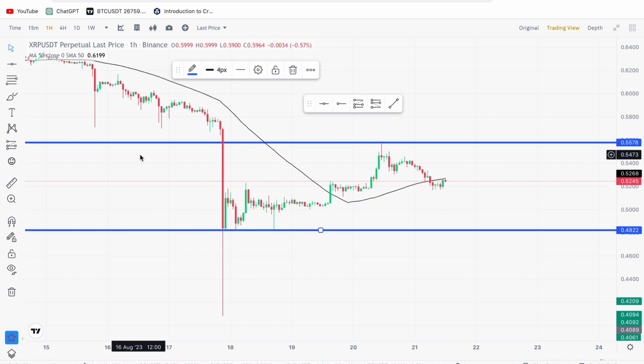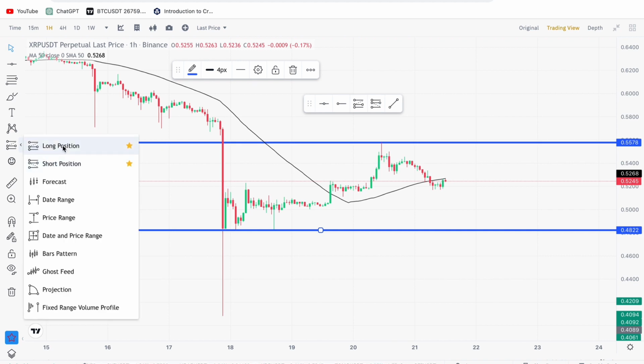For us to add the price prediction tools, we have two types: the short position tool and the long position tool. When we click on the left hand side again, we go to price and measurement tools, then we have the long position. The long position helps you calculate your entry, your stop loss, and where you want to exit the trade if it goes up. But if you are trying to sell a pair, you are supposed to use the short one. If we are going to sell the XRP USDT right now, I'm just going to click on short position.